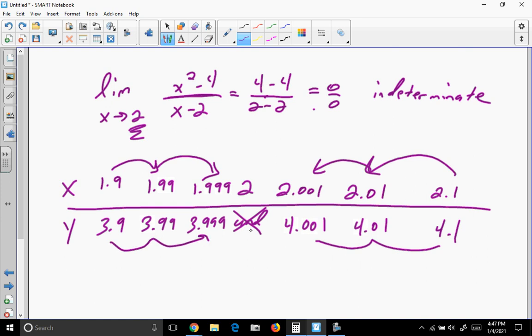So while at 2, we're indeterminate, if we let x get close to 2, not all the way to 2, but close to 2, the neighbors around it appear to be getting closer and closer to 4. So this is what we're approaching. So this is our limit.